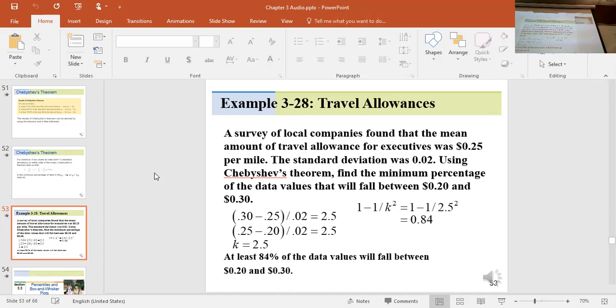I'm sorry, 0.02. Because we say the standard deviation was 0.02. That's what is our S. I'm sorry for this. Look at what I wrote here. It's not 2, it's K. We are looking for K. Please change here. We are looking for this K.